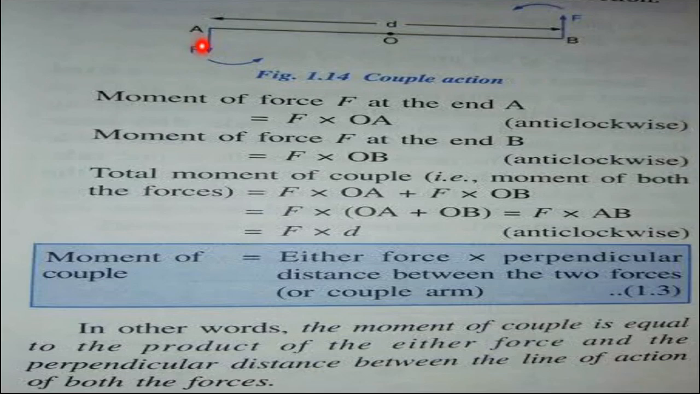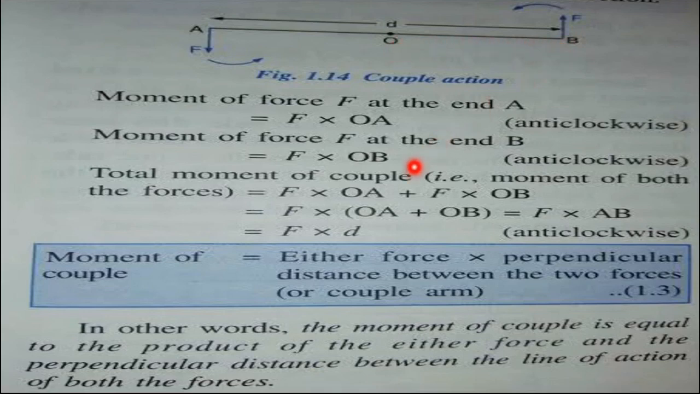For point A, the force is F and the moment arm about the pivot or the center is OA. For point B, the force acting on the body is F, whereas the moment arm from the center is OB. So the moment of the force F at end A is equal to F multiplied by OA, whereas the moment of force F at the end B is equal to F, which is the force, multiplied by OB, which is the moment arm.